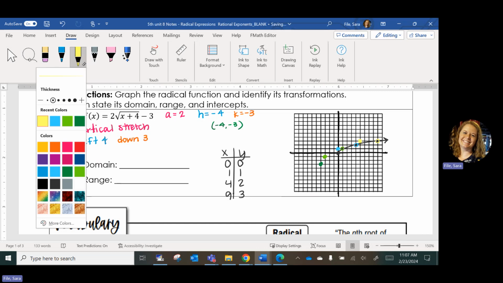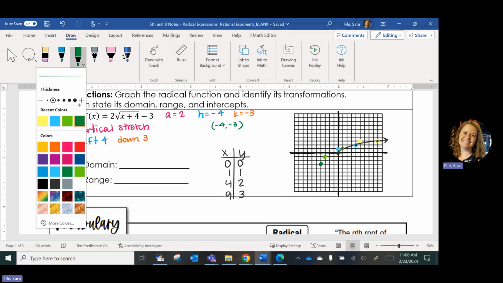Exactly. A lot of people don't get it when we do it that way. That's what I wanted somebody to be like, huh? Because it's definitely harder to do it that way. We were doing our transformations that way yesterday by just taking each individual point and shifting them. But it's really hard to see the stretch and know how much you're supposed to stretch by doing it that way.